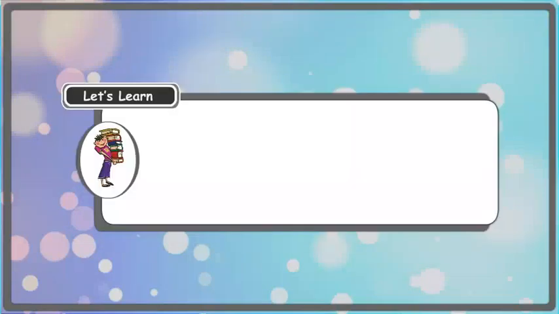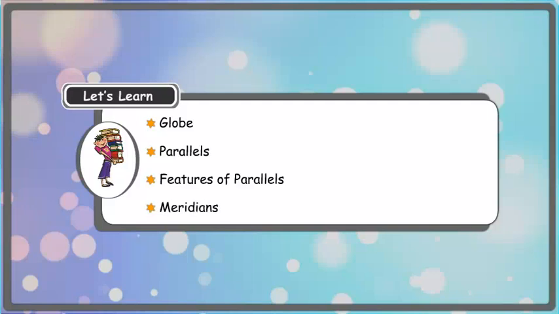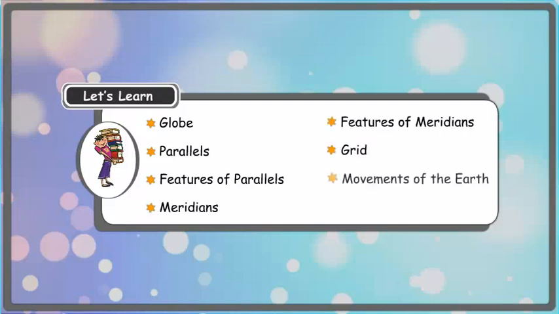Chapter 1. Globe, a model of Earth. Let's learn globe, parallels, features of parallels, meridians, features of meridians, grid, movements of the Earth, and solstices and equinoxes.